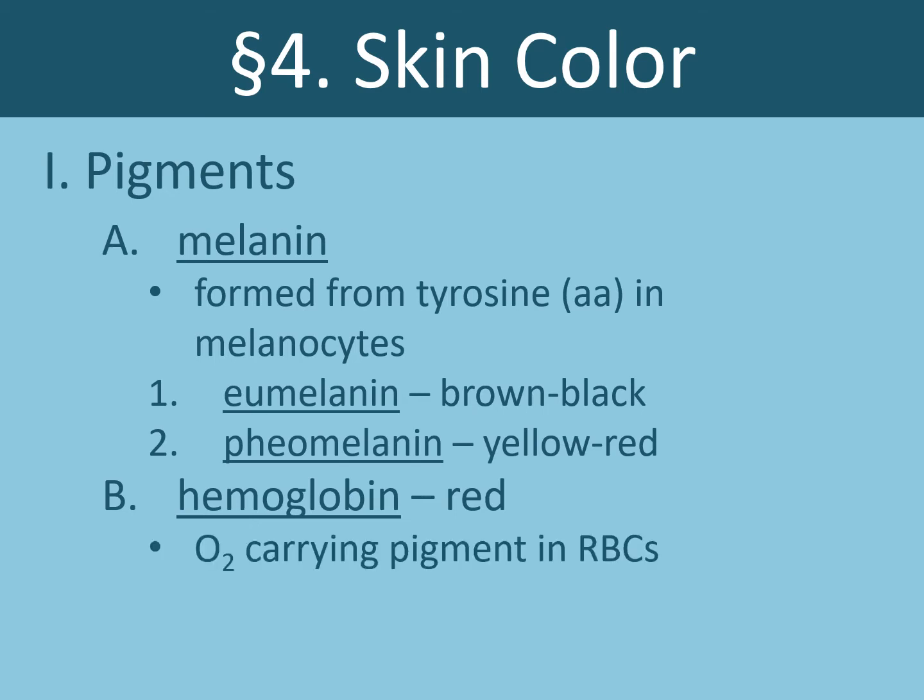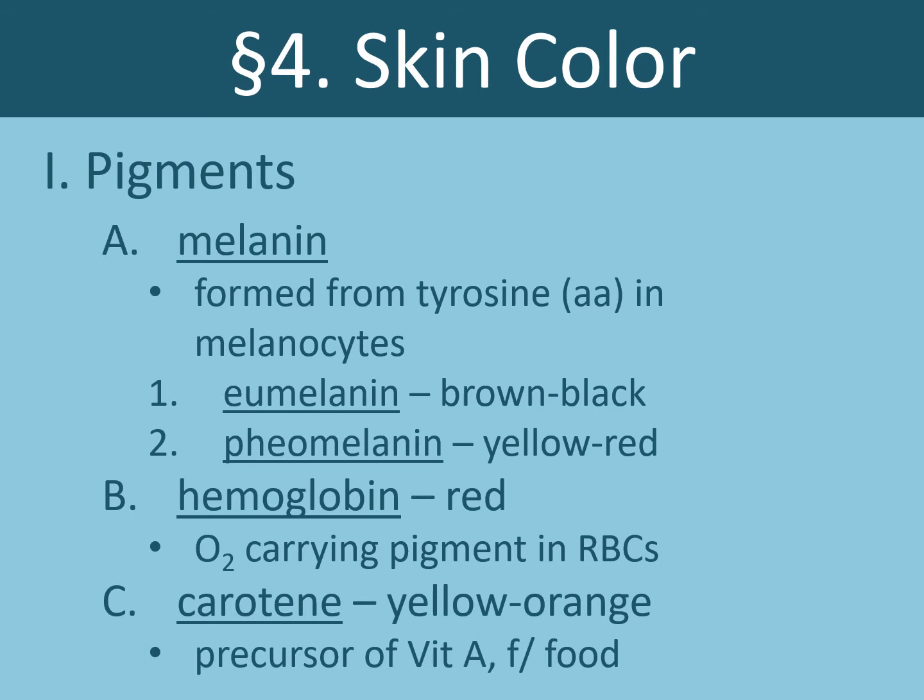Finally, we have keratin. Keratin imparts a yellow-orange hue to the skin. We must obtain keratin from our diet because we cannot make it in our cells. Keratin is a precursor of vitamin A and is essential for vision.